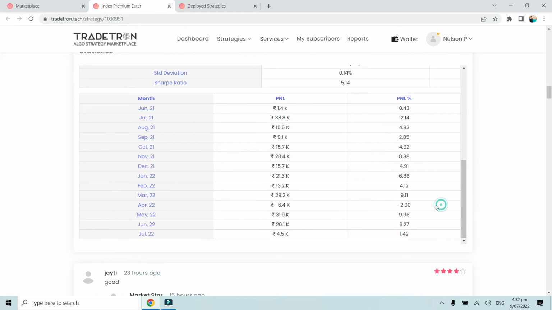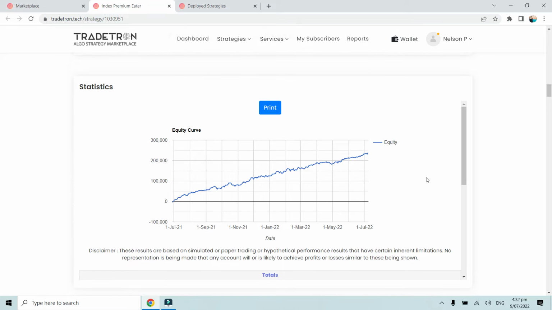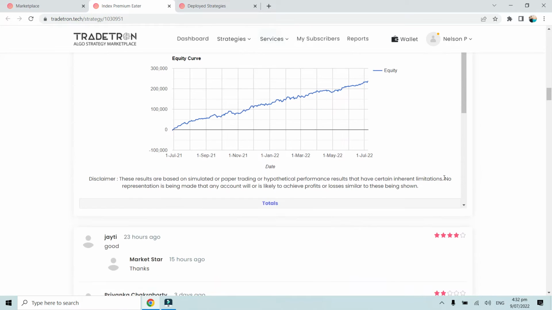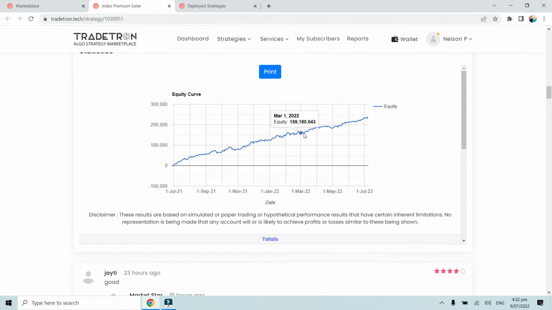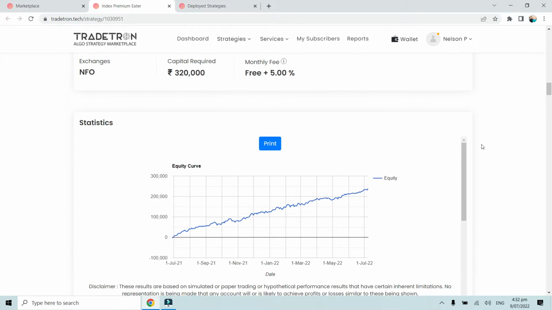These details are available for Tradetron deployment for all the strategies that are listed on the marketplace. All right, so you can see this chart, you can see the performance, and based on that, if you're comfortable with a particular strategy and it is as per your risk reward capacity, then you can deploy this strategy in your own account.